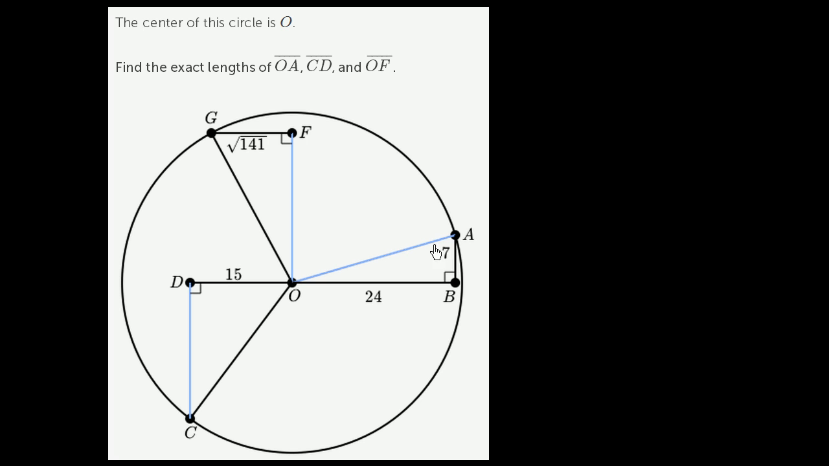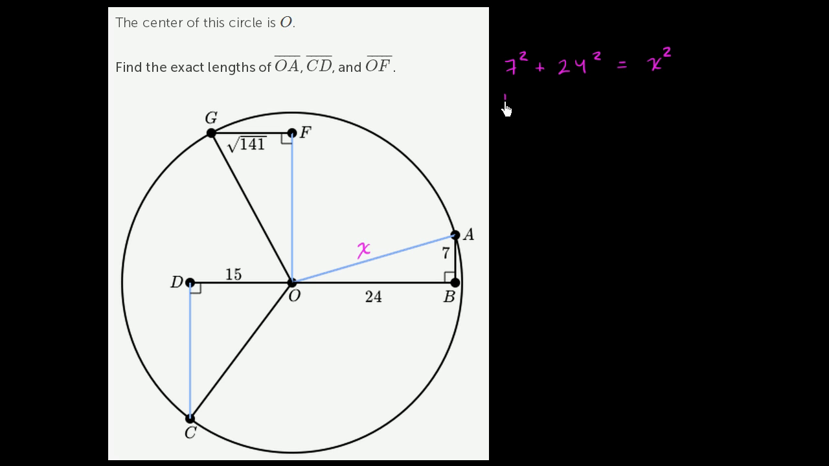Now let's look at OA. OA is the hypotenuse of a right triangle, and they've given us the two other sides. So we can use the Pythagorean theorem to figure out the hypotenuse. Let's call this x. We know that 7 squared plus 24 squared is going to be equal to the length of OA squared, which is x squared.